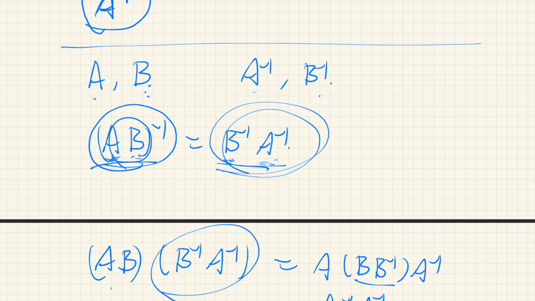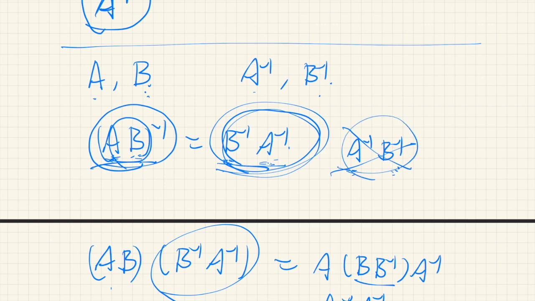Again, I stress that this order matters. It's not the same as A inverse B inverse, because matrix multiplication is not commutative. So that is not the inverse of AB. Instead, this is actually the inverse of BA.